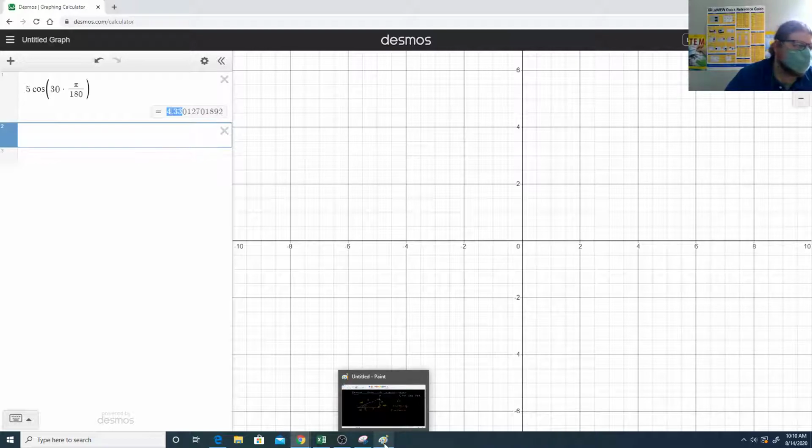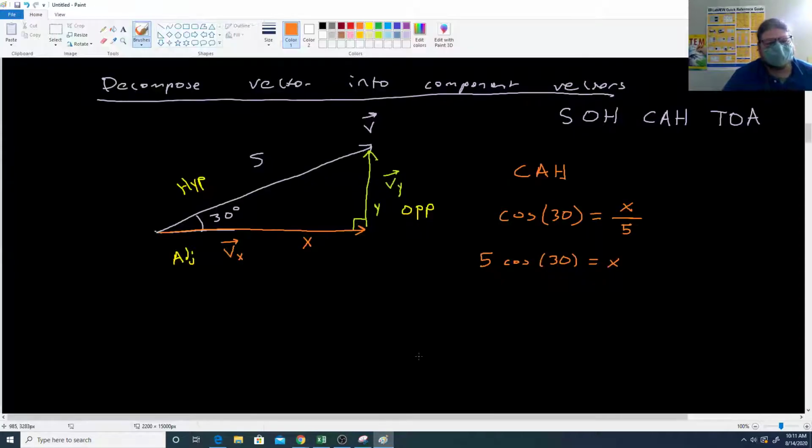For you all using Desmos, multiplying by pi over 180 will convert degrees to radians, and multiplying by 180 over pi converts radians back to degrees. So we're going to say this is about equal to our x length. It's about equal to 4.33 units. I didn't give units here, so we don't really know what those units are. But we do know the x down here is 4.33. So if we want to write the vector Vx equals 4.33 in the x hat direction. So there's our component vector Vx.